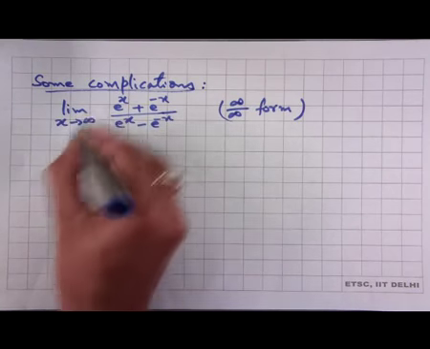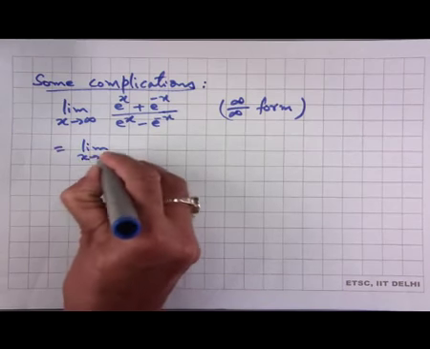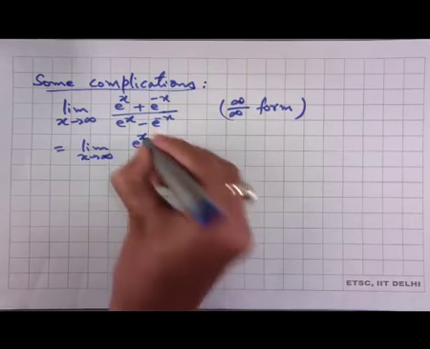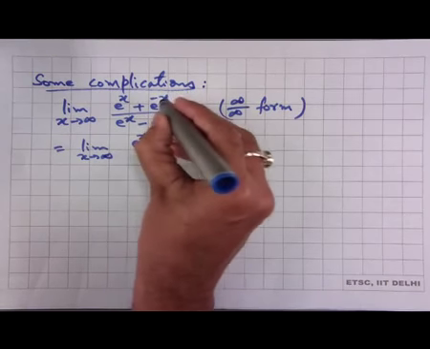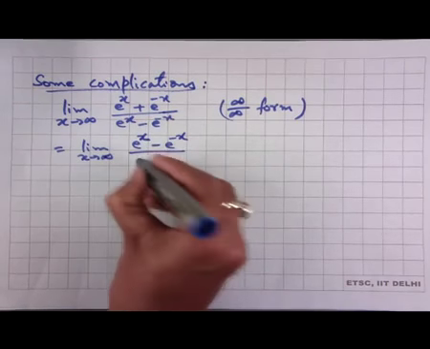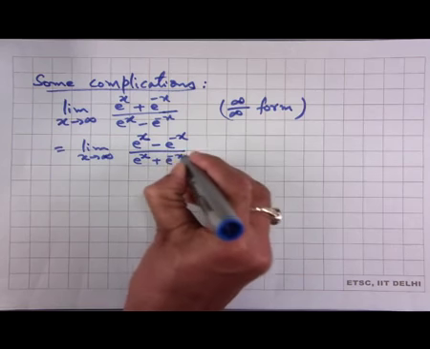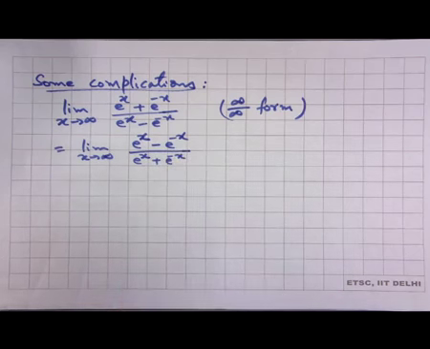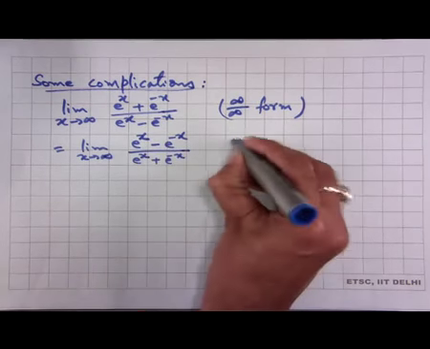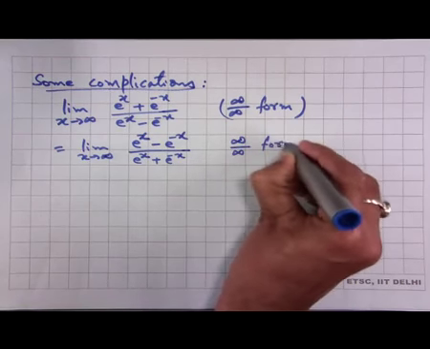If we use L'Hopital rule, this is equal to the limit x going to infinity of the derivative of the numerator, which gives e to the x minus e to the minus x, divided by the derivative of the denominator, which gives e to the x plus e to the minus x. Now if we see again at infinity, the numerator goes to infinity and the denominator also goes to infinity. So it is still of infinity by infinity form.